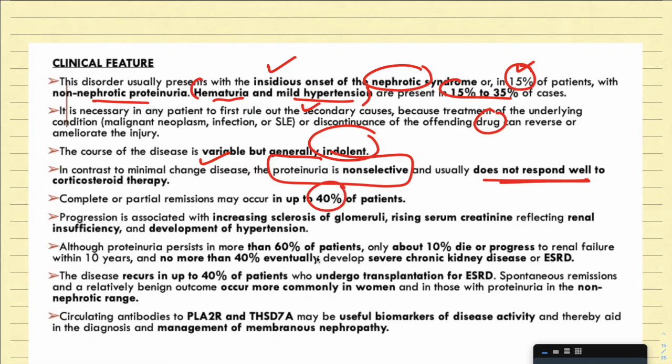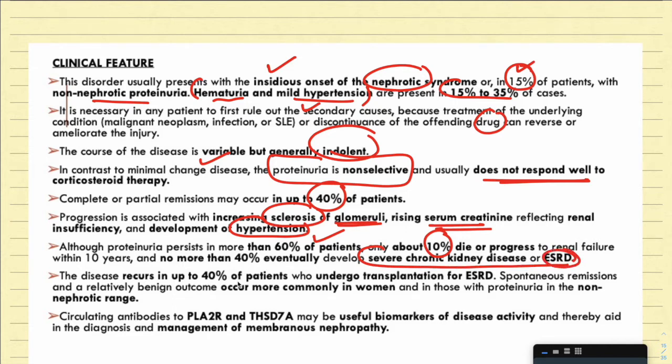The progression is often associated with increased fibrosis or sclerosis of the glomerulus, a rising serum creatinine level reflecting renal insufficiency, and development of hypertension. So if there is any kind of sclerosis, rising urea creatinine, renal insufficiency, or development of hypertension, then these are poor signs. Although proteinuria persists in more than 60% of patients, only about 10% will die or progress to renal failure within 10 years, and not more than 40% will eventually develop chronic kidney disease or end-stage renal disease.